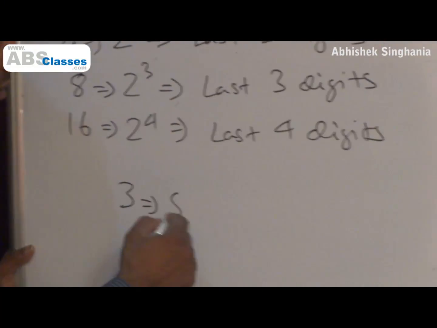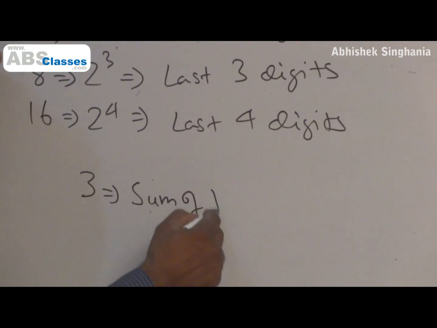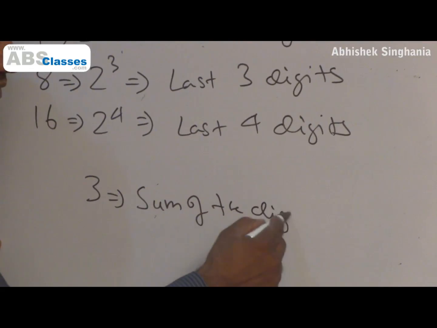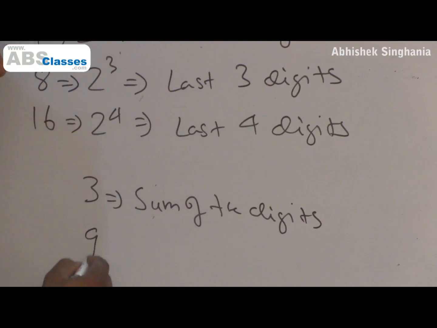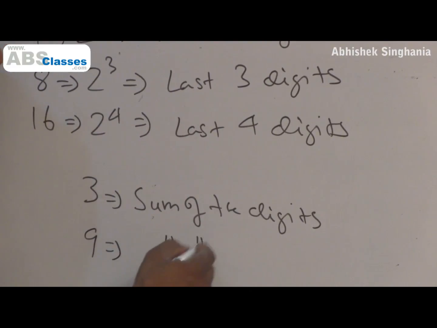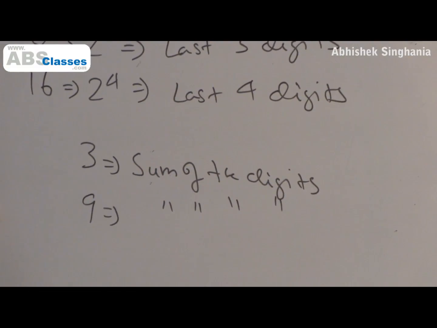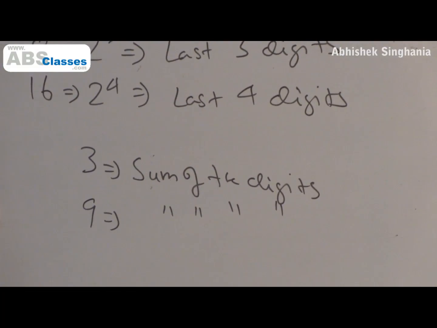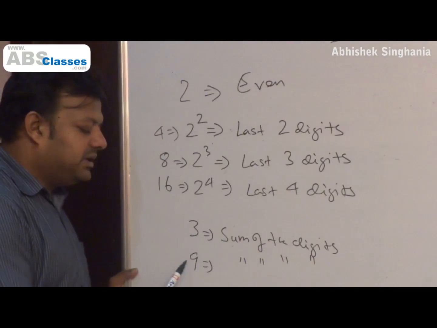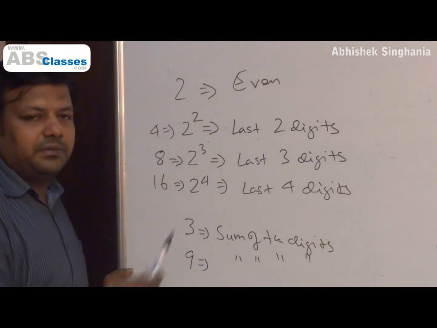3, the rule is sum of the digits, which is also the rule for 9. This means if the sum of the digits is divisible by 3, the number is divisible by 3. If the sum of the digits is divisible by 9, the number is divisible by 9. Also, if a number is divisible by 9, obviously it will be divisible by 3.